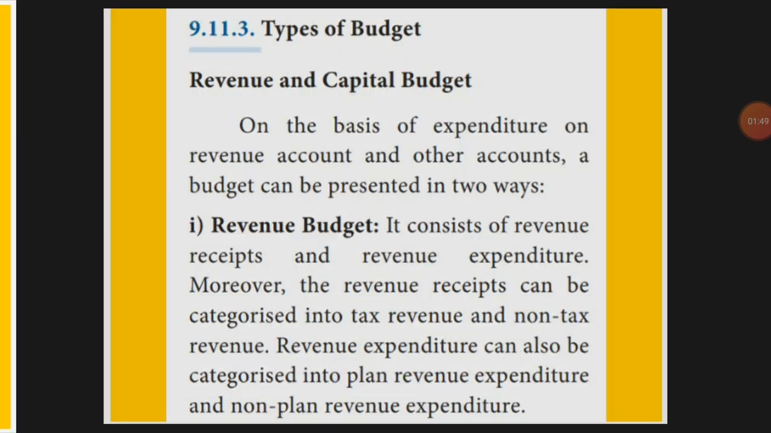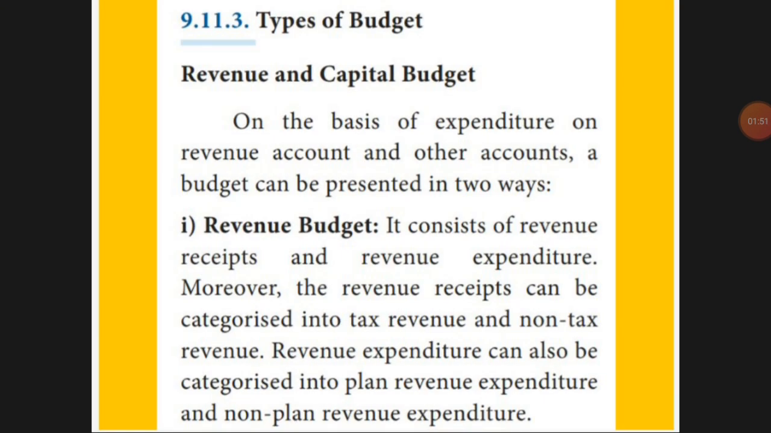The first type is the revenue and capital budget. First, the revenue budget. A revenue budget consists of two parts, that is, revenue receipts and revenue expenditure. It also includes all the tax revenue and the non-tax revenue. Suppose there is any unexpected income, that also can be included.